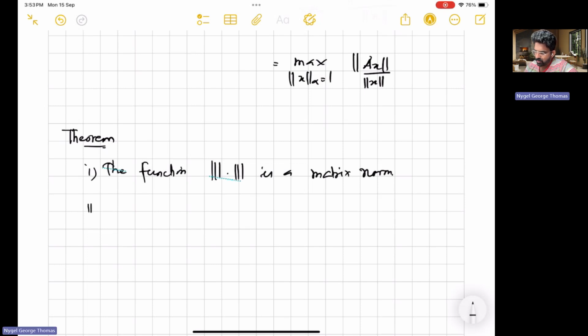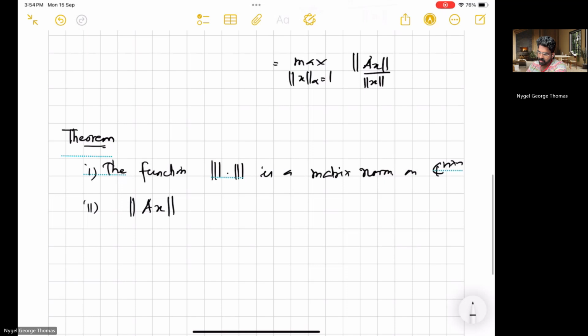For a matrix norm on C^(n×n), it satisfies this inequality, which is similar to what we had as the submultiplicativity property in terms of the product of two matrices.